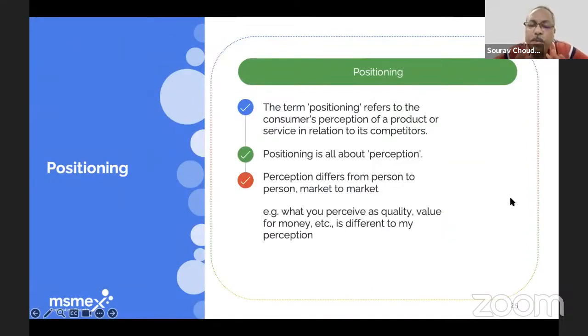Positioning. Positioning, in one simple word, is creating a unique perception in the minds of consumers about your product, about your brand. The term positioning refers to a consumer's perception of a product or service in relation to its competitors. So I'm talking about unique perception. How do consumers look at your brand? How do they differentiate your brand from others? There are people who will go to Pizza Hut, they prefer Pizza Hut. There are people who only prefer Domino's. Both are pizza companies. Why do they have that preference? What is that unique perception about Pizza Hut for some customers, and about Domino's for others?